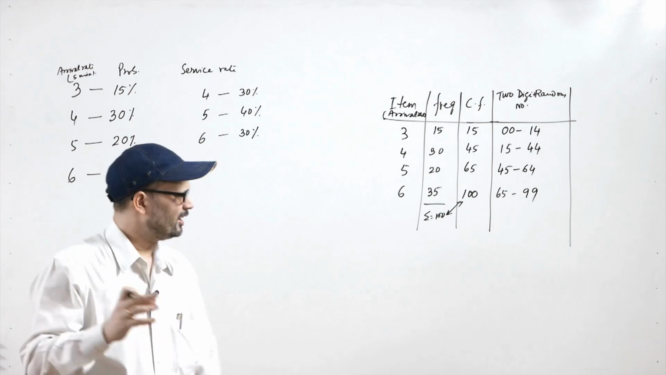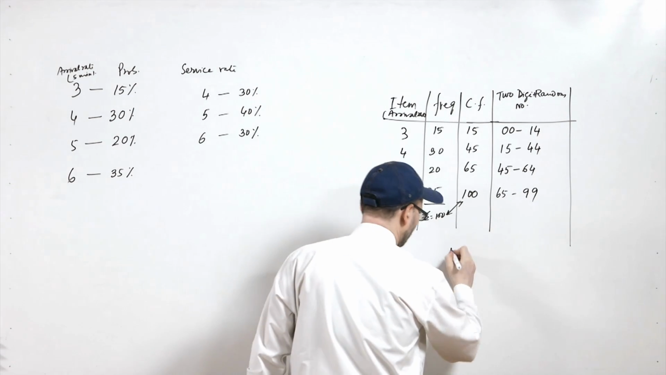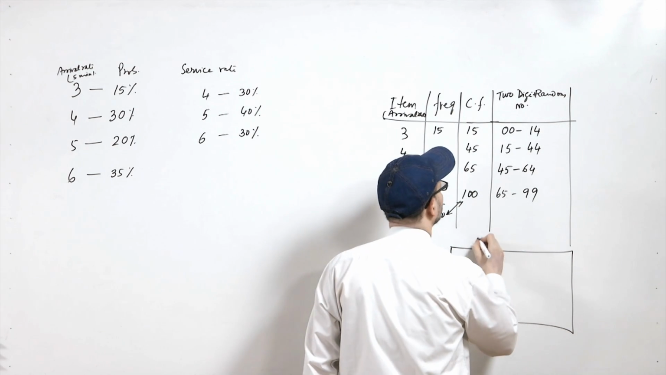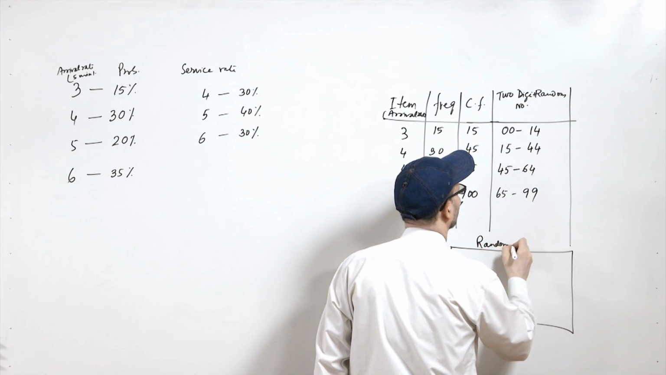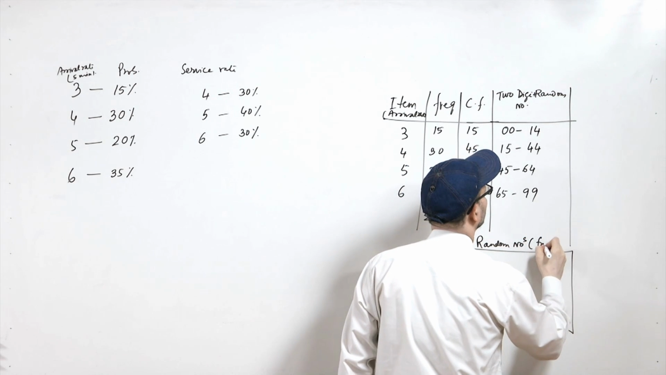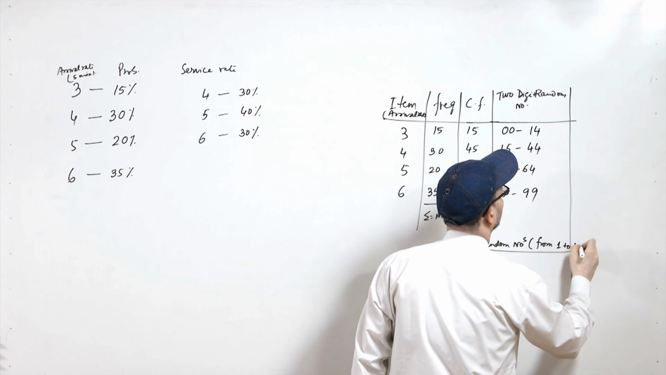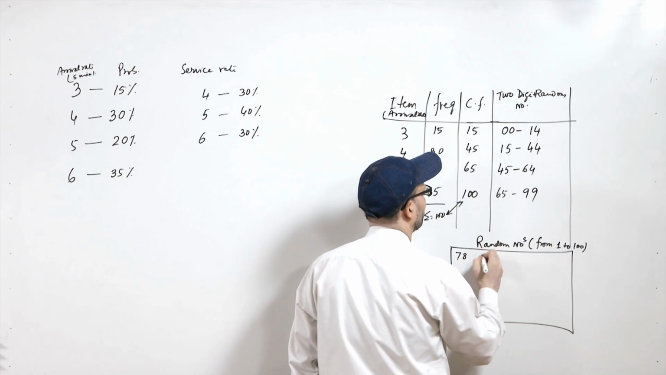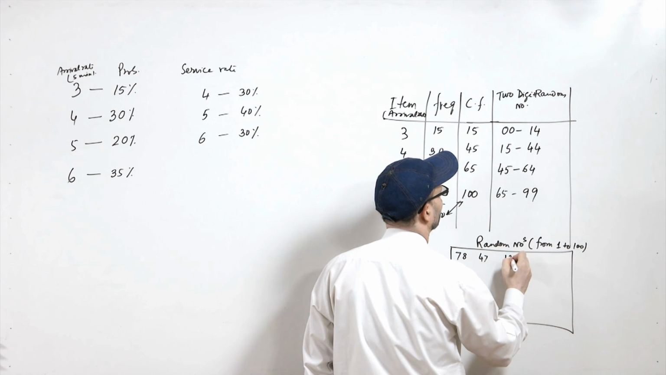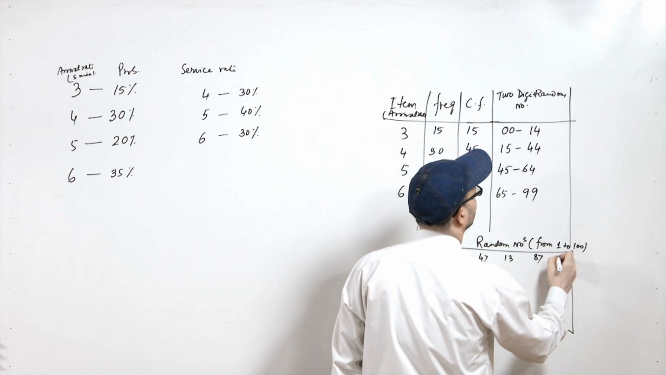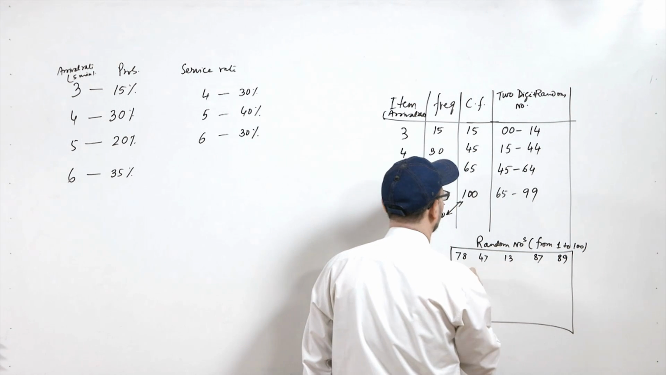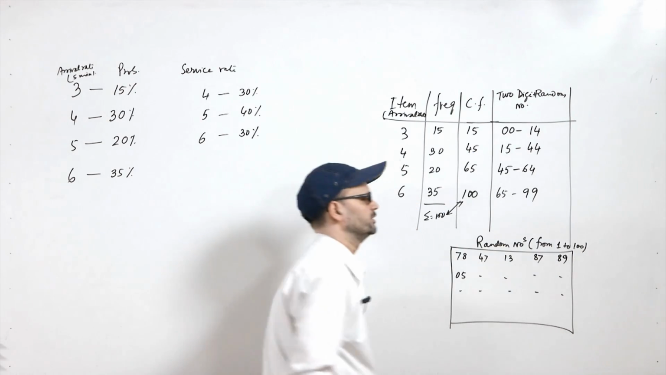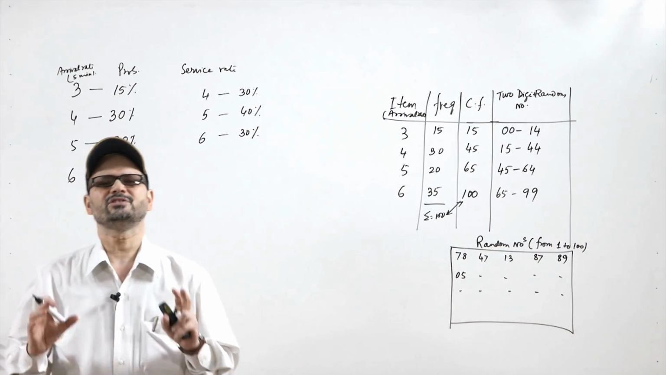This way, when you generate a stream of random numbers from 1 to 100, maybe the first time you will get 78, then you may get 47, then 13, then 87, then 88 or 89, then 05 or like that. So, this way you can generate uniformly distributed random numbers.